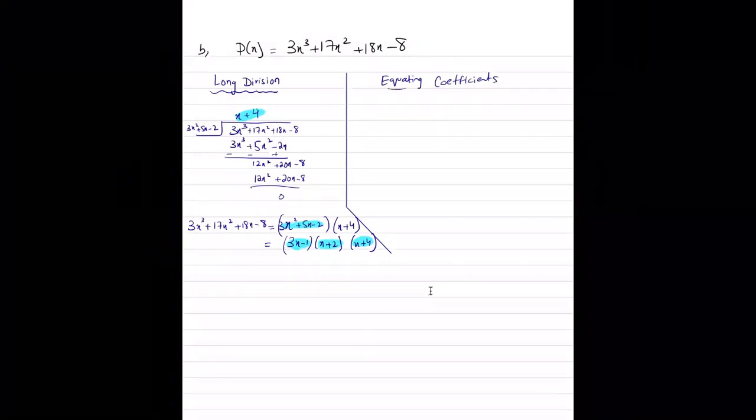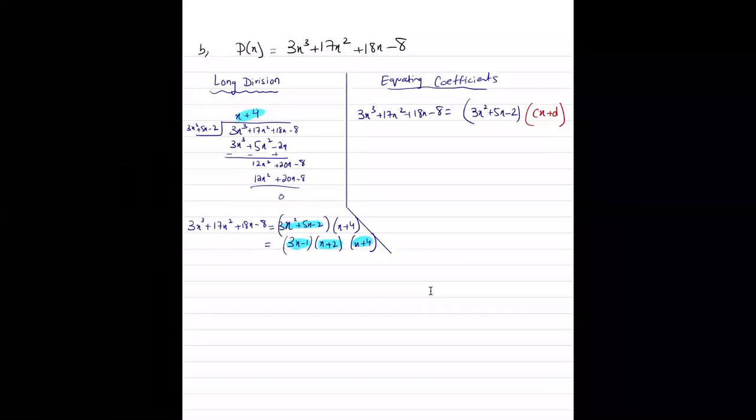Obviously, you're going to pick one and go by that. So I know that 3x cubed plus 17x squared plus 18x minus 8 can be found by multiplying the quadratic factor 3x squared plus 5x minus 2 by any linear factor. As far as the linear factor is concerned, I'm going to name it cx plus d. Now you can just multiply them and equate the coefficients and find the values of c and d. You're still going to get the same thing.